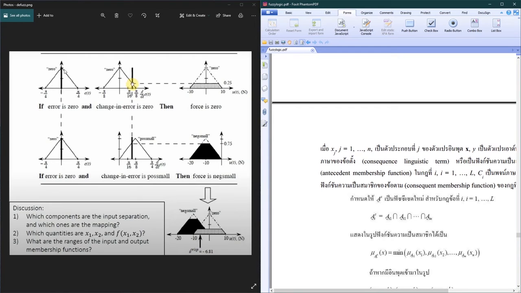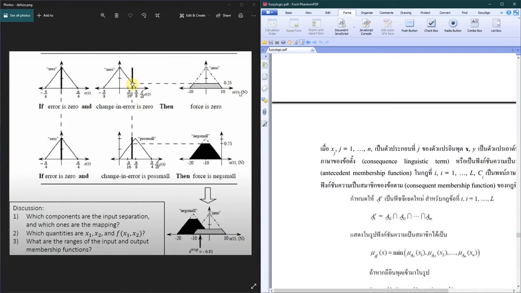Like this one, the error is 0, so it will keep this area. It will keep this area, but the change in error is around here, so it will keep the area below the membership value. When it comes to intersection, we have to choose the minimum value. So the output would be the minimum of these two sets, which is the area around here, the gray area here.